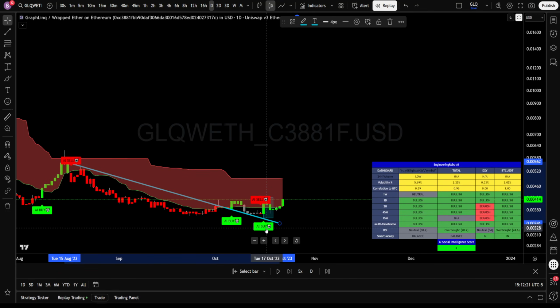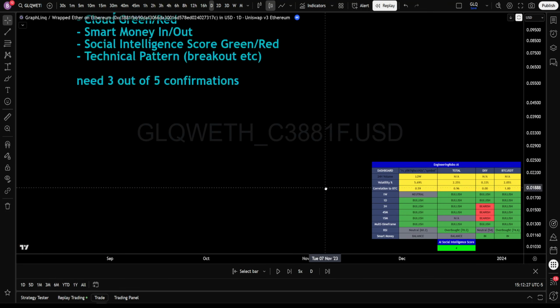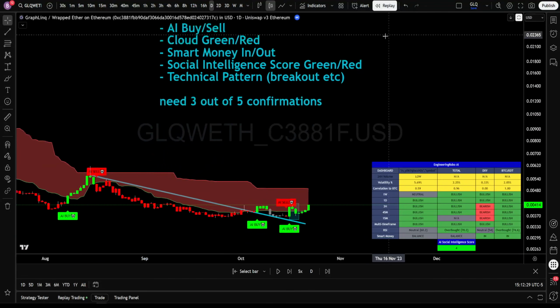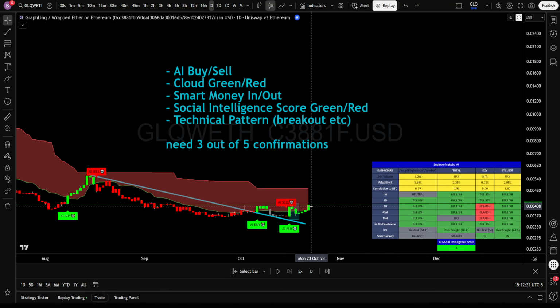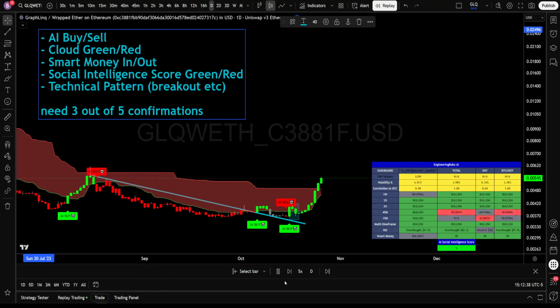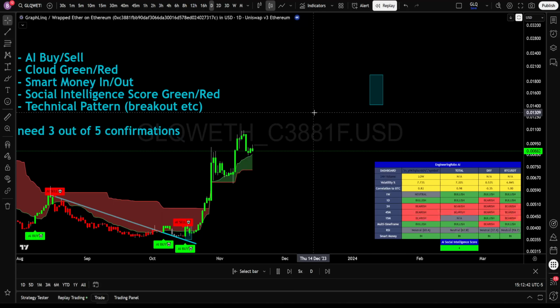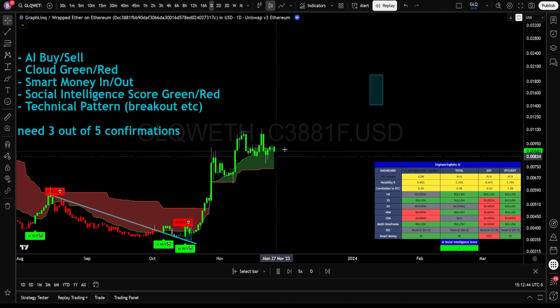So what do we have? We have a buy signal, we have a breakout, and we have a green social intelligence score. So we have 3 of the confirmations that tell us it's good to go, that we can go ahead and take this trade. Let's move this out of the way. Let's start moving forward. Here we go. Now we're in a true breakout, and things are really moving now. It broke above the green cloud there.